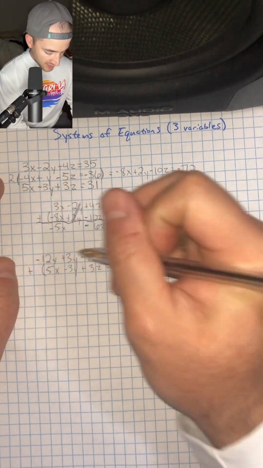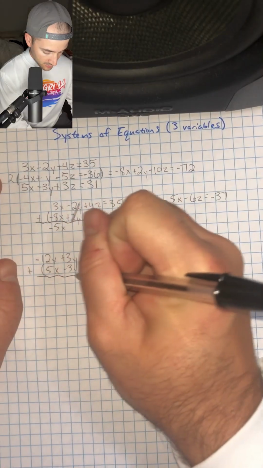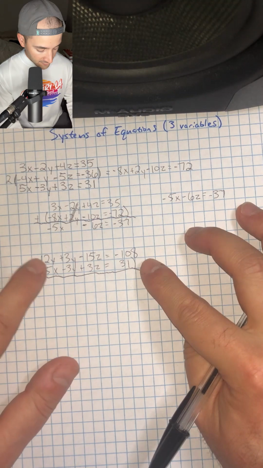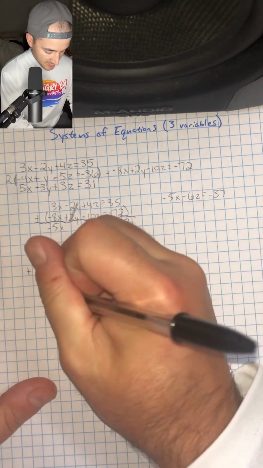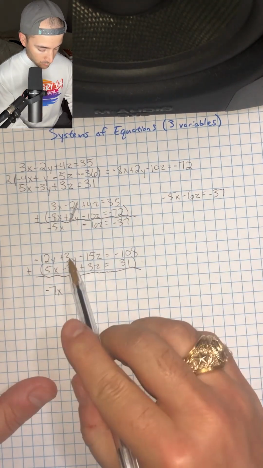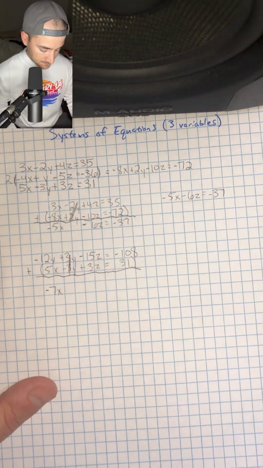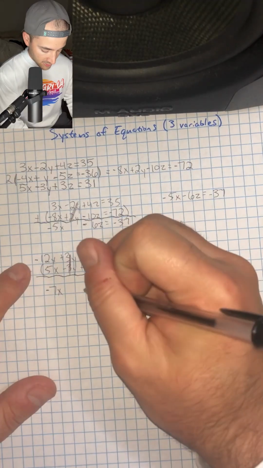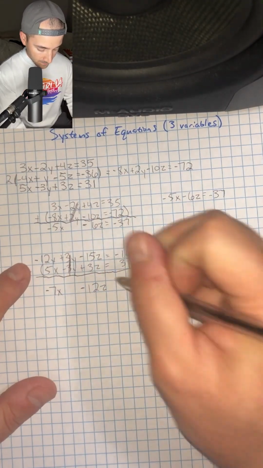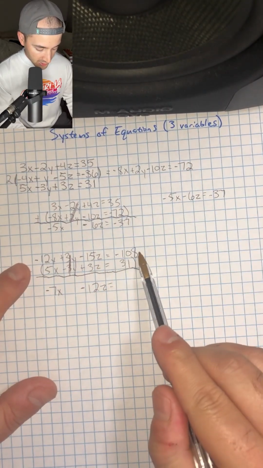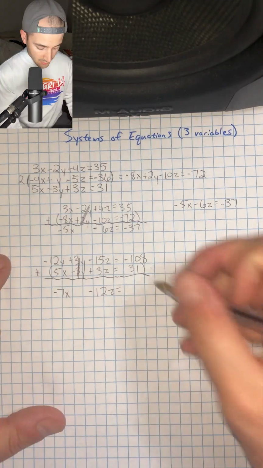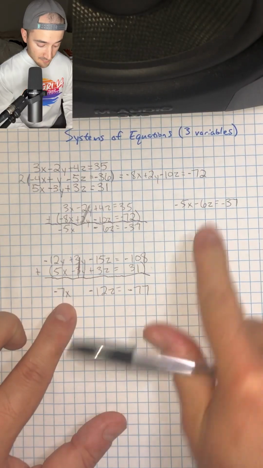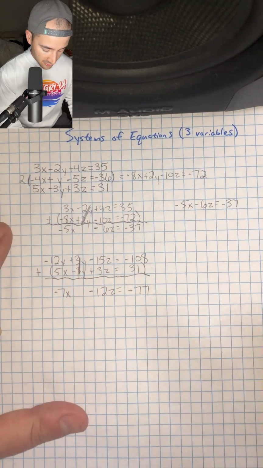And again, we're going to add them. So I'm going to add my parentheses. And now we're just going to go ahead and do this addition problem. So negative 12x plus 5x is negative 7x. 3y and negative 3y cancel. And then negative 15z and positive 3z are going to make negative 12z is equal to negative 108 plus 31, which is negative 77. So now we have our new equation. I'm going to put it up here with my other one that we solved.